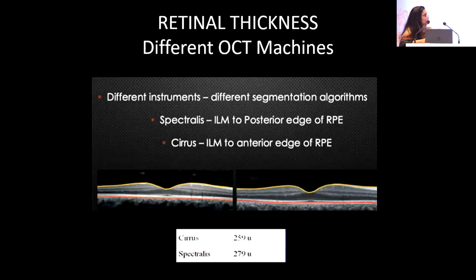Pitfalls in the OCT, so you do not compare the thickness from two OCTs. Every OCT has different cuts, you know, so the Spectralis takes the thickness of the macula from the ILM to the posterior edge of RPE and the Cirrus to the anterior edge, so you cannot compare the thickness between two OCT scans. That is very important.